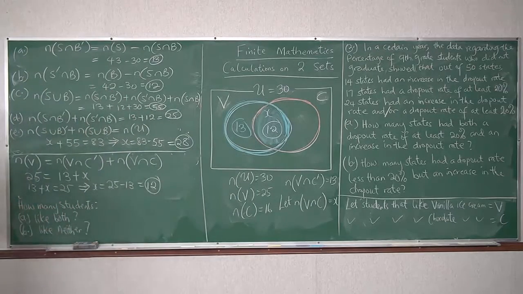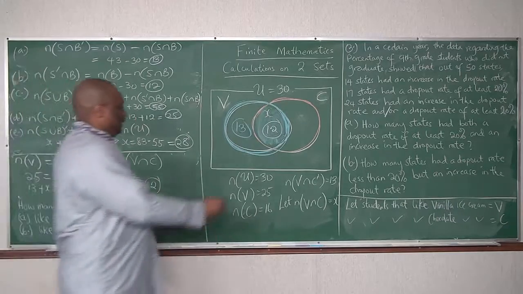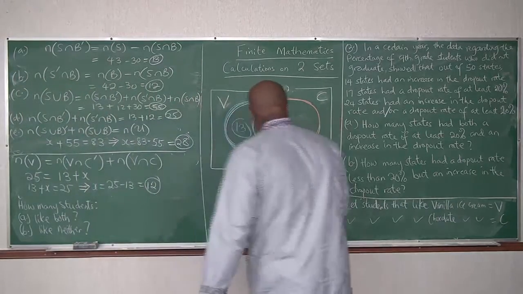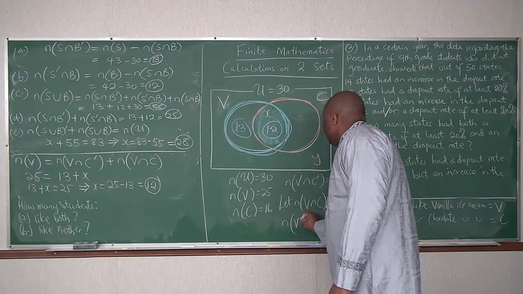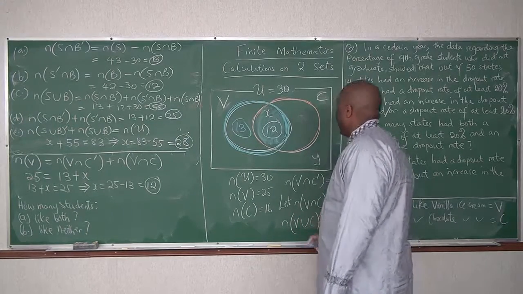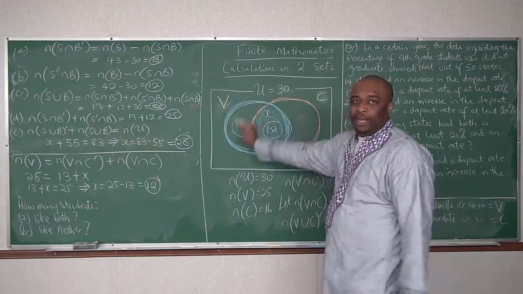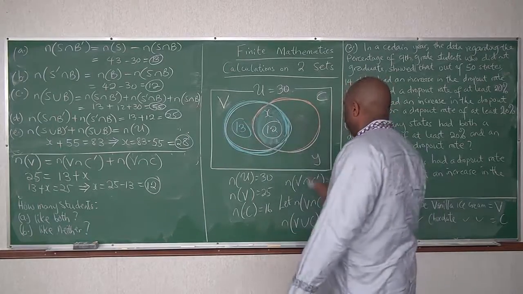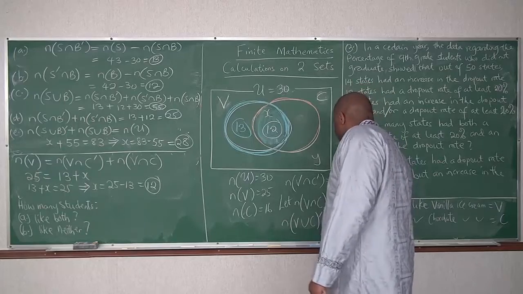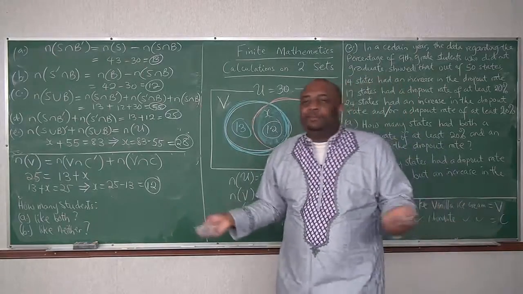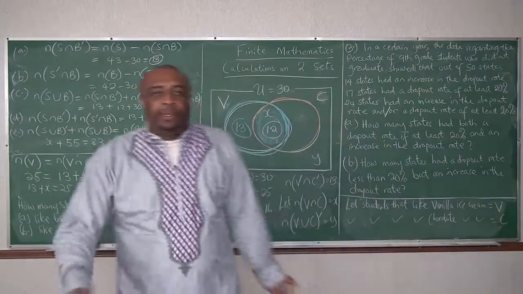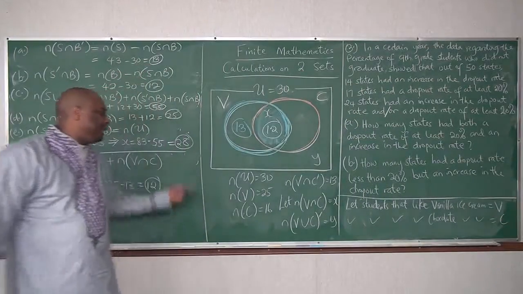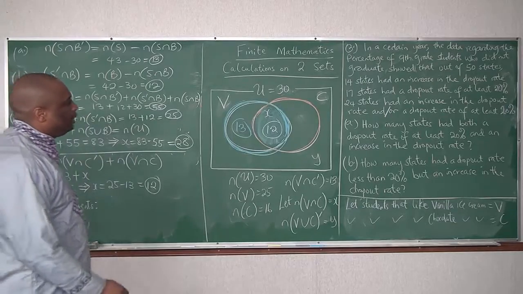Now the next one is how many like neither. Now we can say neither to be y. We can put y here. That means the cardinality of vanilla union C, prime, because this entire area is vanilla union C. So the prime is y. Or you can say the cardinality of vanilla prime intersect chocolate prime, V prime intersect C prime. You can also do that.